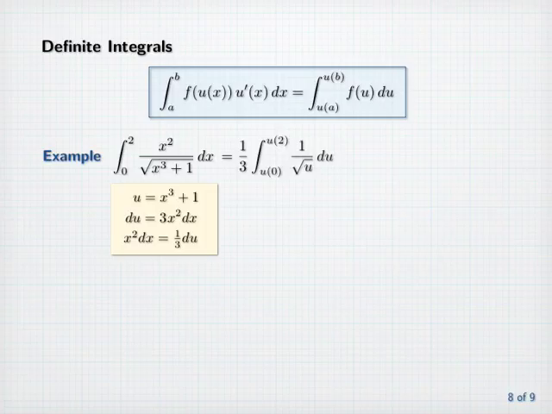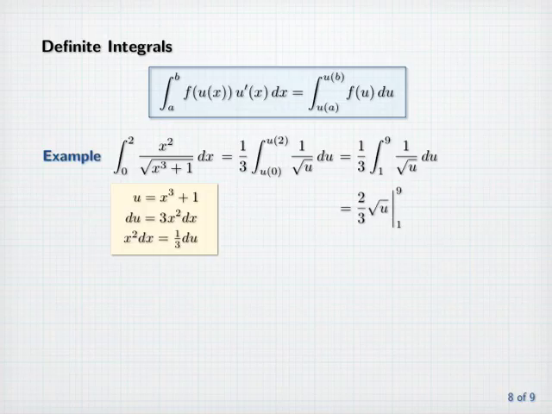When x is 0, u is equal to 1, and when x is 2, u is equal to 9. So we have 1/3 the integral from 1 to 9 of 1 over the square root of u du. Now applying the power rule to u to the minus 1/2 power, we get 1/3 times 2 times u to the 1/2 power, or 2/3 times the square root of u, evaluated from 1 to 9. So we simply do the evaluation here and obtain 2/3 times 3 minus 1 equals 4/3.